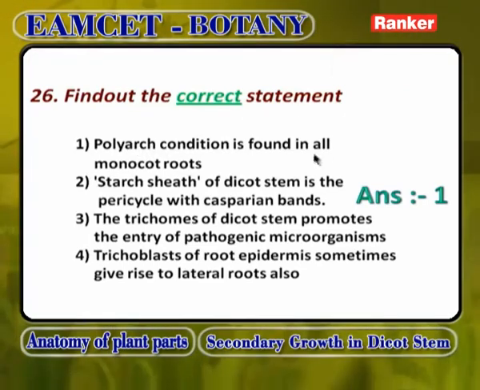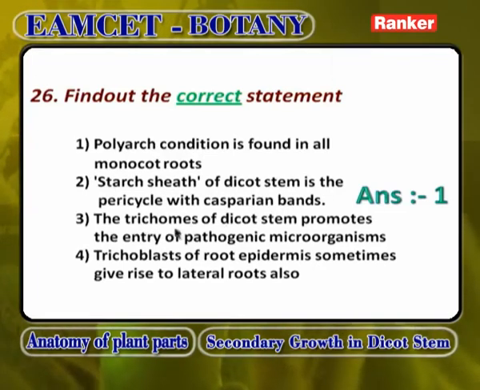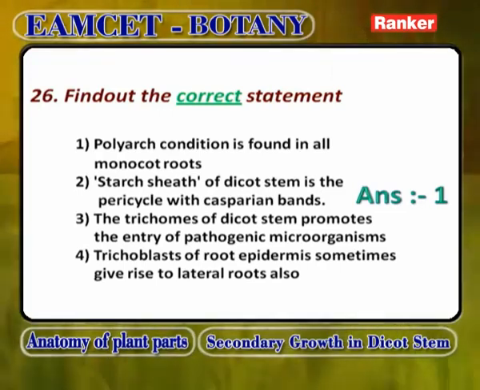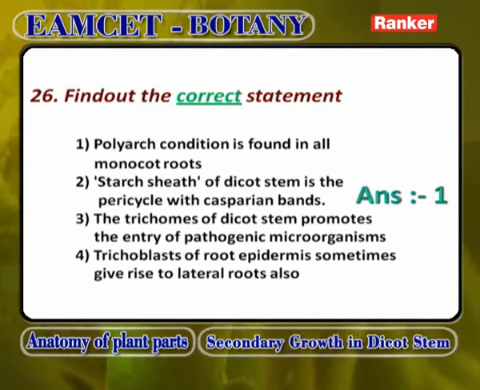Polyarch condition is found in all monocots. Star sheath of dicot stem is pericycle with Casparian bands. The trichomes of dicot stem promote the entry of pathogenic microorganisms. Trichoblasts of root epidermis sometimes give rise to lateral roots also. Star sheath of dicot stem is the pericycle with Casparian bands is wrong. Why? Because star sheath of dicot stem is the endodermis with Casparian bands. Endodermis, not pericycle. The trichomes of dicot stem promote the entry of pathogenic microorganisms is wrong.